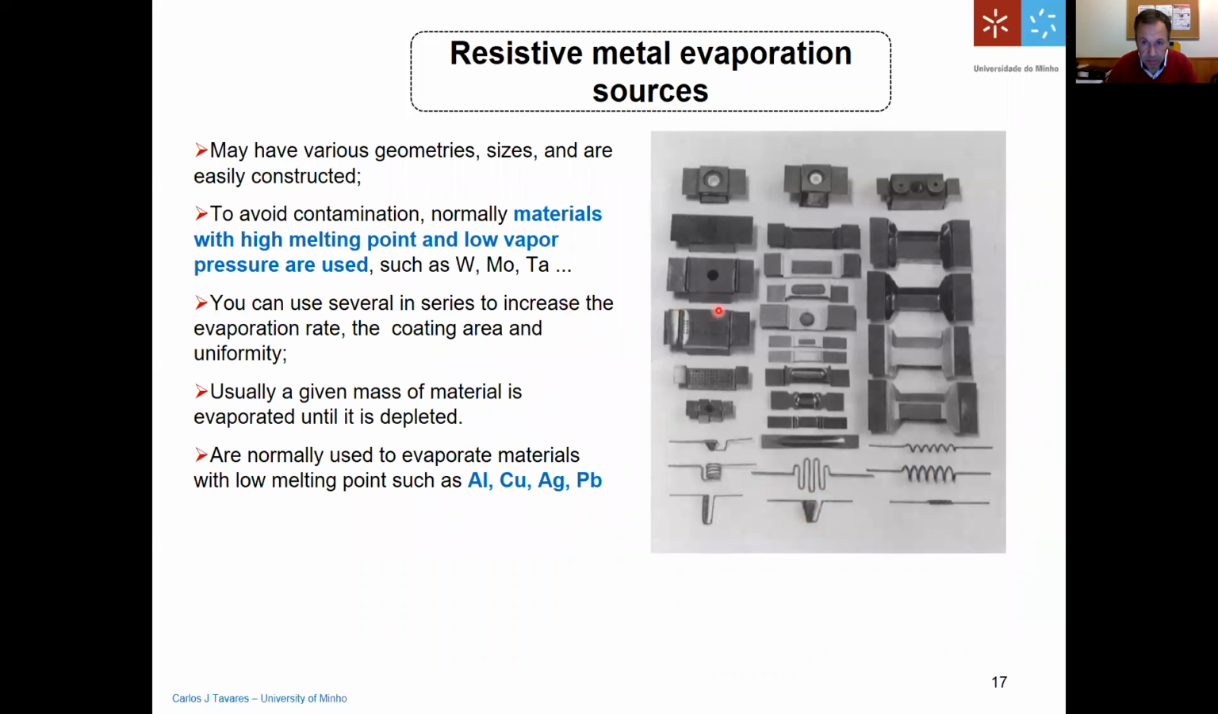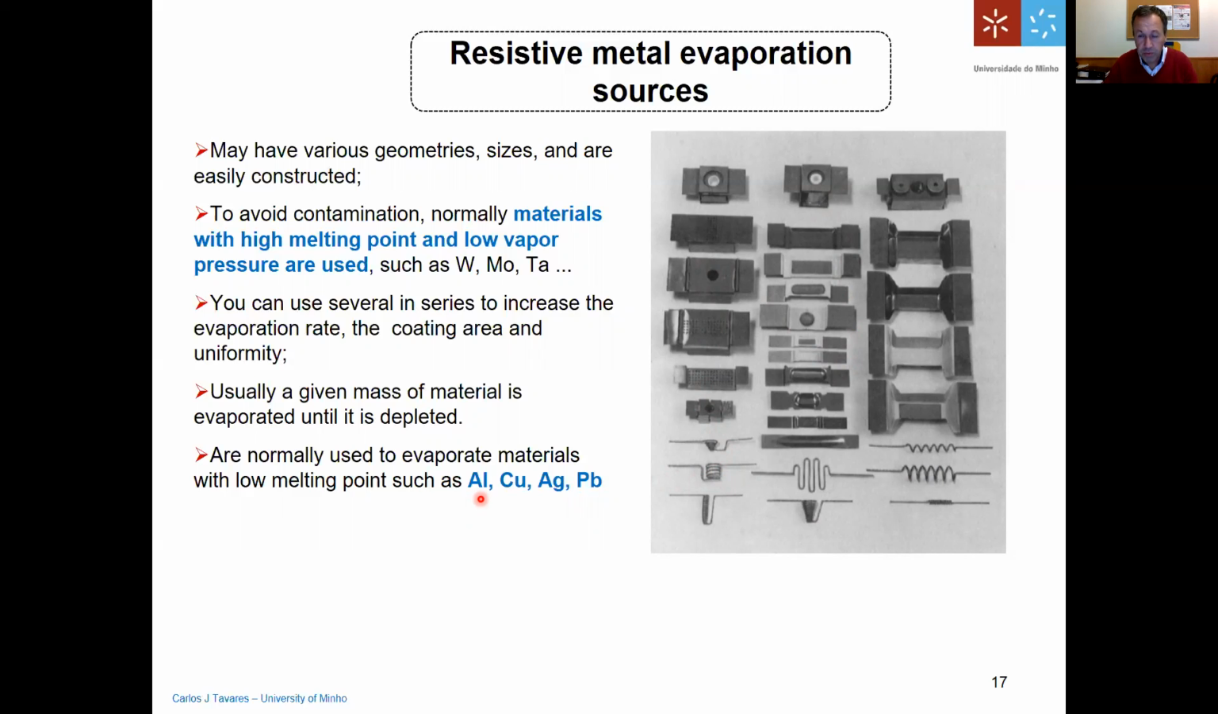So these are the kinds of sources or boats. You can put your evaporant material, for example, in these dimples or in these troughs that you see here. Some of these evaporation sources are boxes which have some kind of pinholes, or these crucible holes that you see here, or they can be filaments or basket filaments in which you need to put a ceramic cup with evaporant material. These evaporant materials can be aluminum, copper, silver, lead, etc., depending on the application that you want to use.